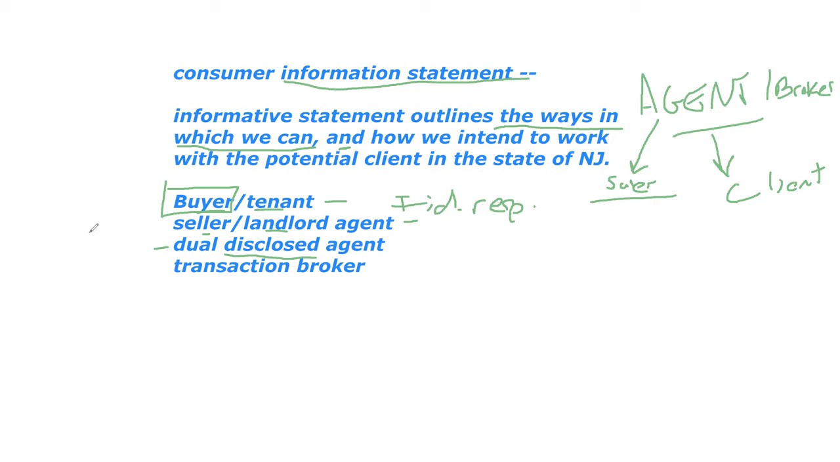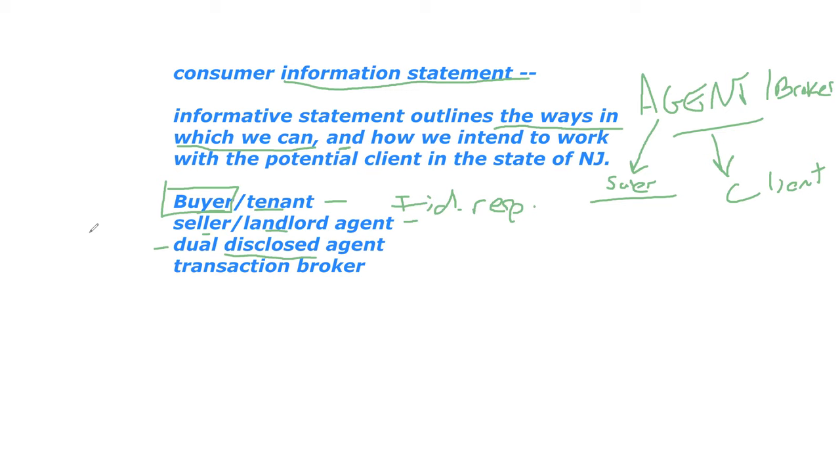So here's the thing. Once we enter into dual disclosed agency, what a lot of people don't understand, and this is something that I do want to point out, it actually says it in the consumer information statement, hence why it is important to understand this. Once you become a dual disclosed agent, you cannot advocate or help any of the parties in any manner, shape, or form. You are simply a conduit. You become a robot. You have no input. You cannot guide either of them.